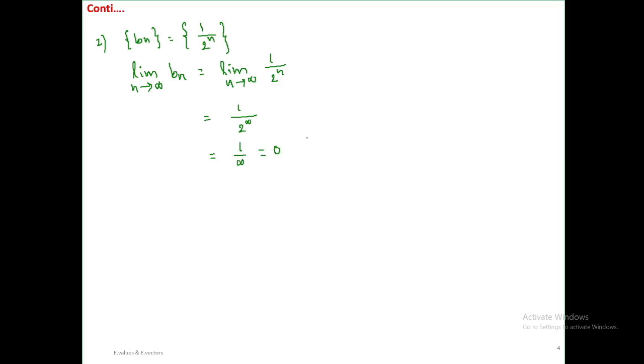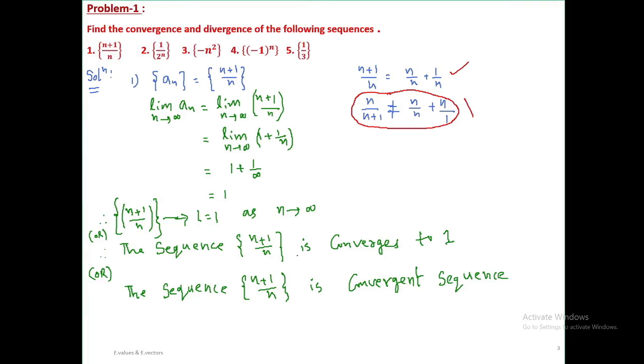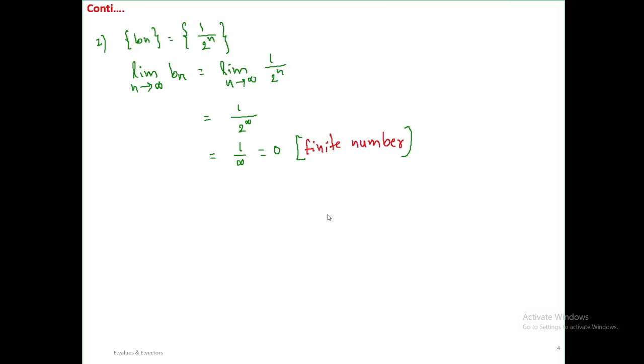So it is a single finite number, right? This is a finite number. Once it is a finite number, then only the sequence converges. If it is not a finite number, the sequence diverges. Similarly, go back. Here also it is a finite number, right? 1 is a finite number. So according to the definition, the limit should be a finite number. If the limit is not a finite number, the sequence diverges. So therefore here also I got a finite number.